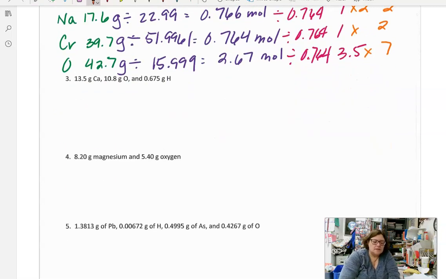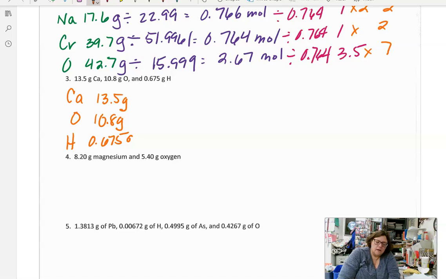This guy is not in percent compositions. This guy is in grams. So we don't have to change anything for that first step. So we're just going to write 13.5 grams of calcium. Oxygen is 10.8 grams, and hydrogen is 0.0675 grams. First step, change to moles. Calcium 40.078, oxygen 15.999, hydrogen 1.01.